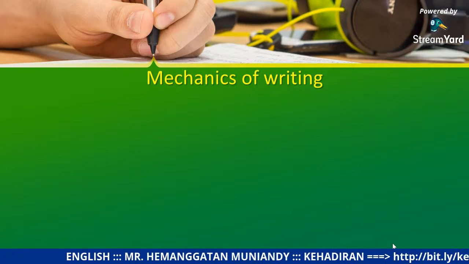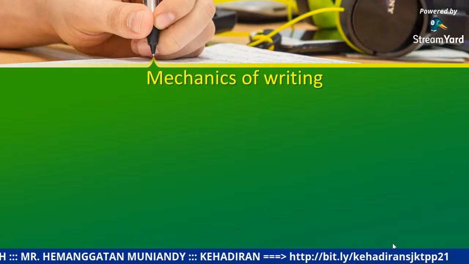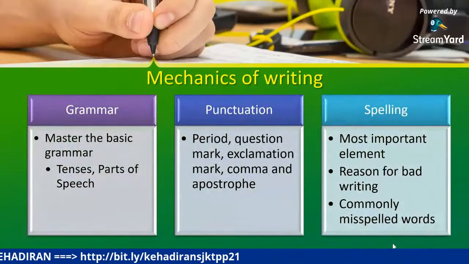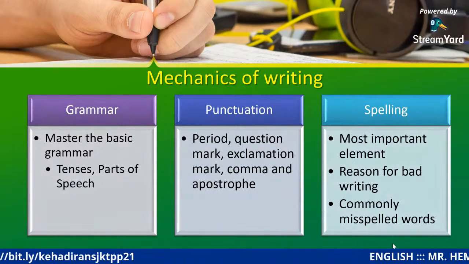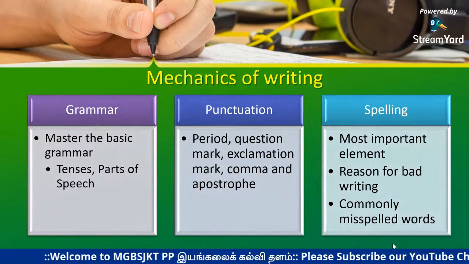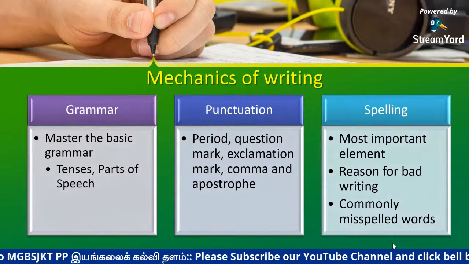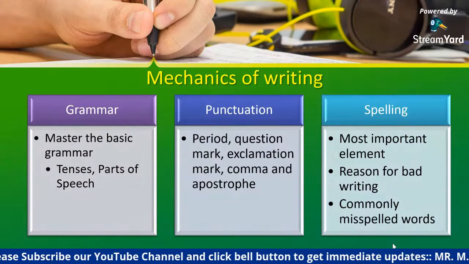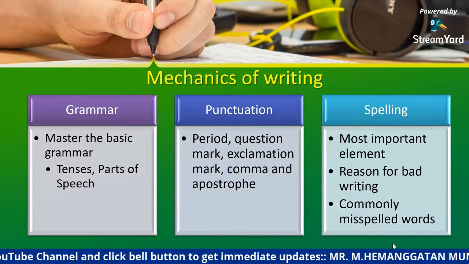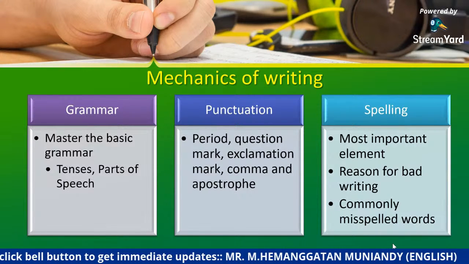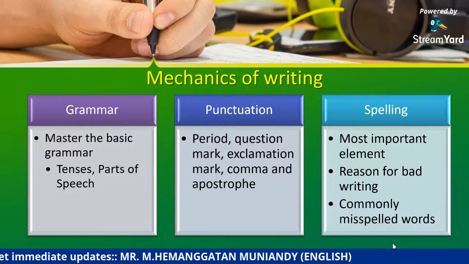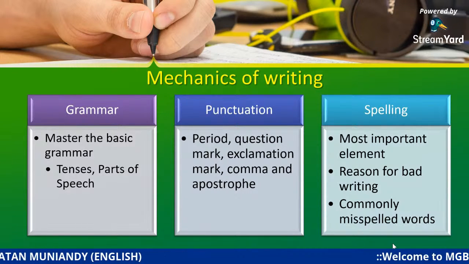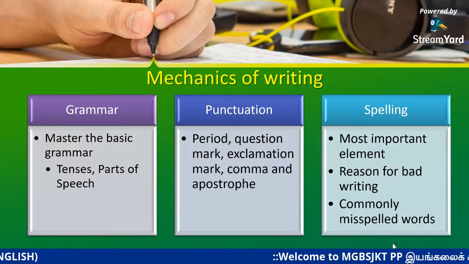Again, I would like to remind you there are actually more than 10 mechanics of writing, and I have only chosen 3 for today, which are grammar, punctuation, and spelling. These are the only 3 mechanics of writing we're going to look at today, and they are very important for your writing paper. All right? Okay. Let's look at them one by one.